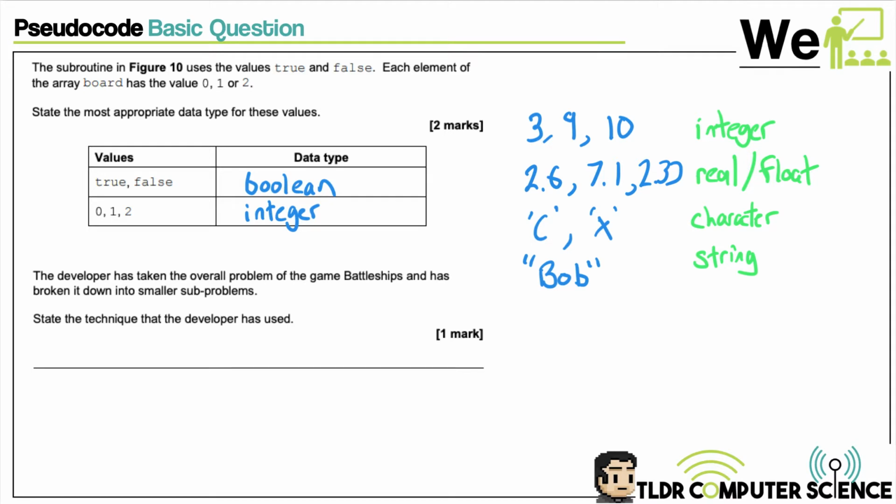Okay. The developer has taken the overall problem of the game Battleships, again, we haven't seen this, but it doesn't really matter, and has broken it down into smaller sub-problems. So when you have a big problem and you want to solve it, you break it into smaller sub-problems that you try and solve. If they're still too big, you break them down again until they're easy to solve. Very, very powerful technique. But what's the name of that technique?